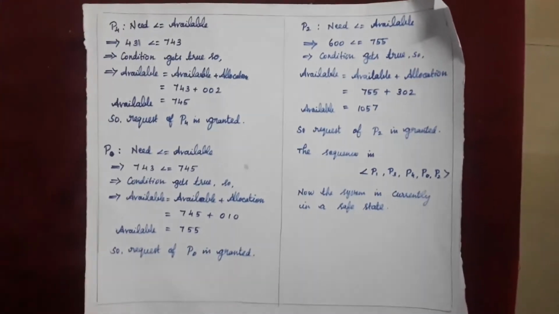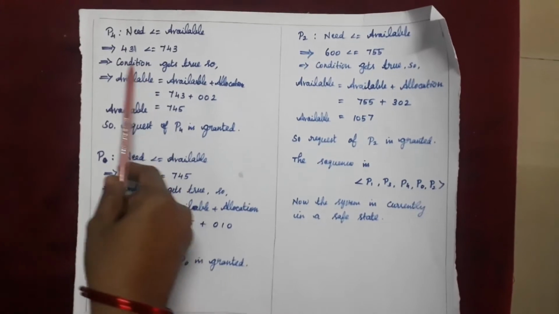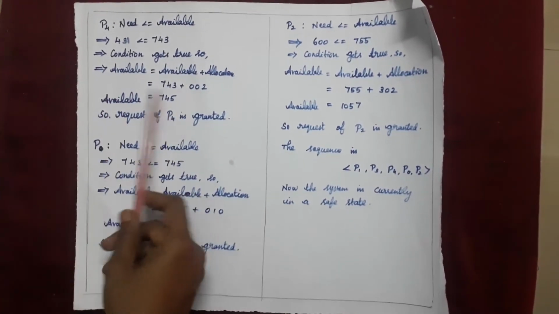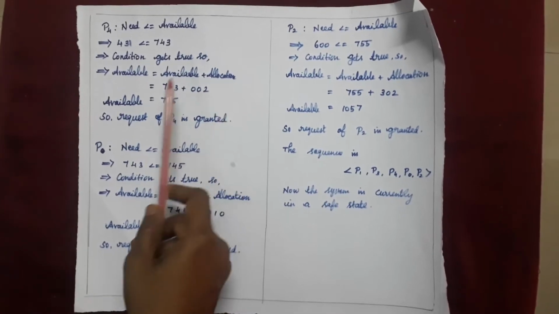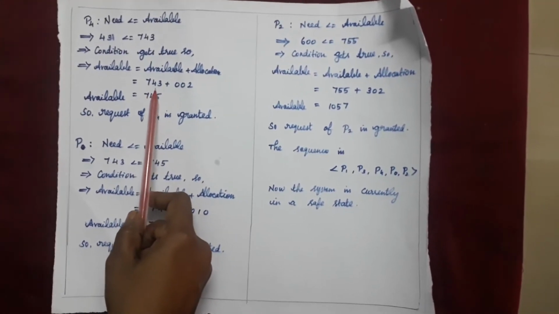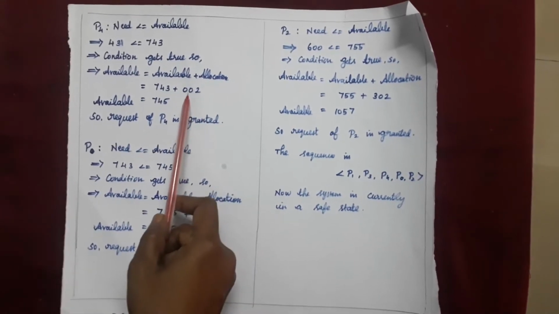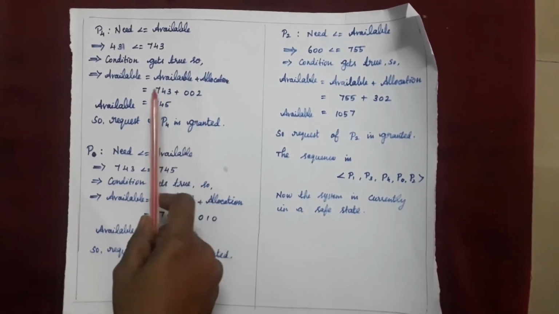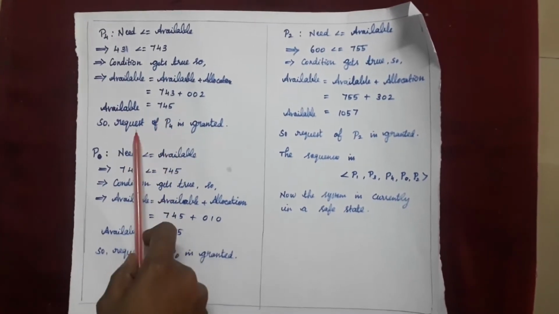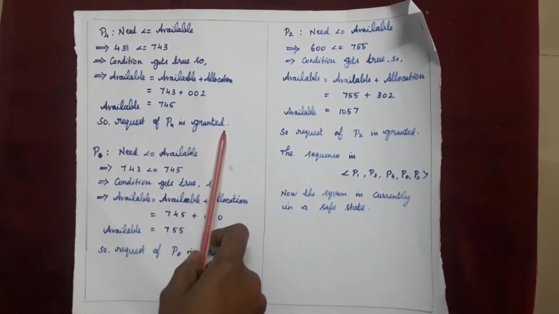Next we move to process P4. Here also we check the condition and it gets true. Then we write the formula: available equals available plus allocation. The previous available value is 743, and the allocation value is already given in the sum. We add those values and now we get the new available value 745. So the request of P4 is granted.